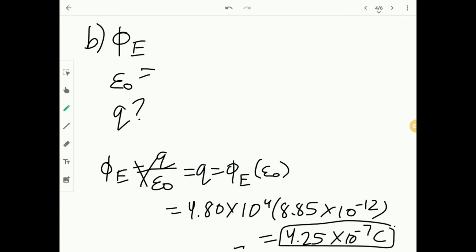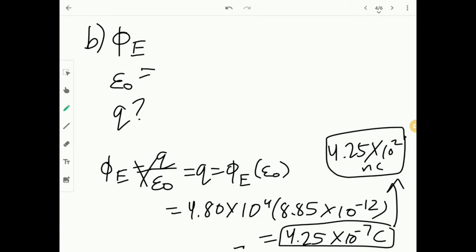One trick to be aware of here is they might ask you how many nanocoulombs this is. Well, for that, that's 4.25 times 10 to the 2 nanocoulombs. They might ask you that, so just keep it in mind. Because as you all know, 1 coulomb is 10 to the 9 nanocoulombs. So then you can just simplify from that.